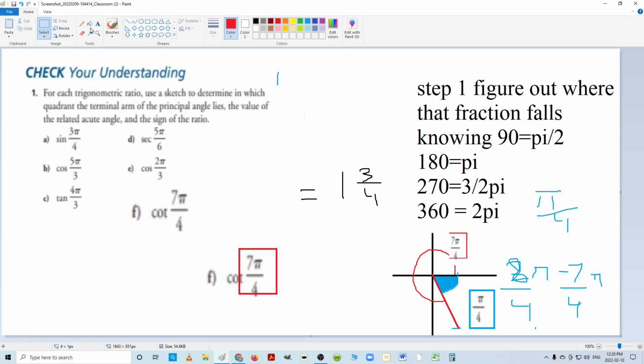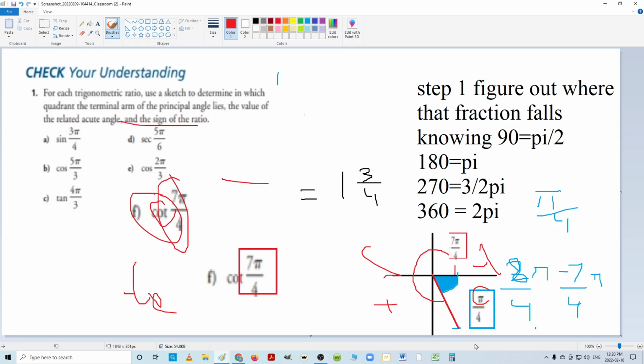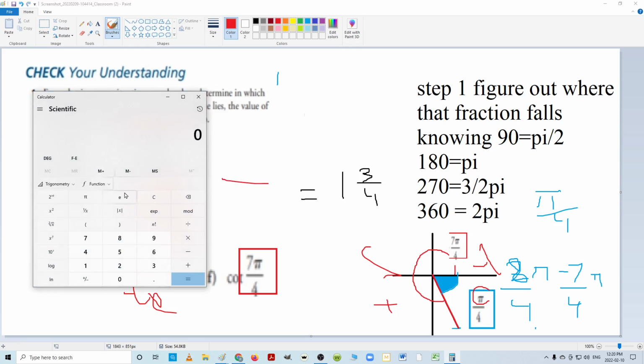So the only question is, are we dealing with positive or negative? Cotangent's the same as tangent. It goes C-A-S-T. So tangent in this area, since it's not cosine, it's negative. So the sign of the ratio will be negative. Sure enough, if I take 7 times pi, switch to radians, and divide it by 4, I get this. And if I take the tangent of it, I get a negative result.